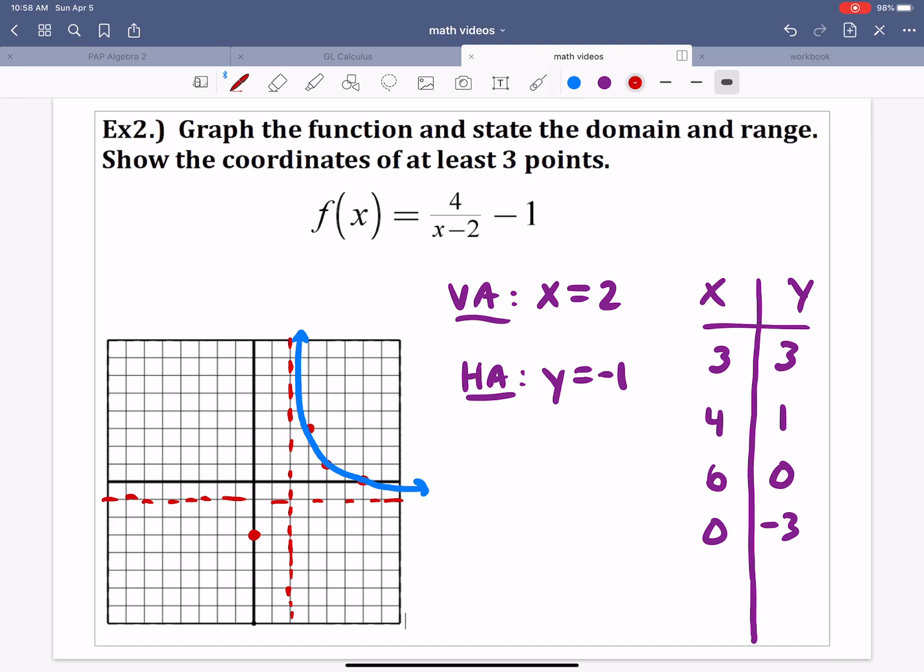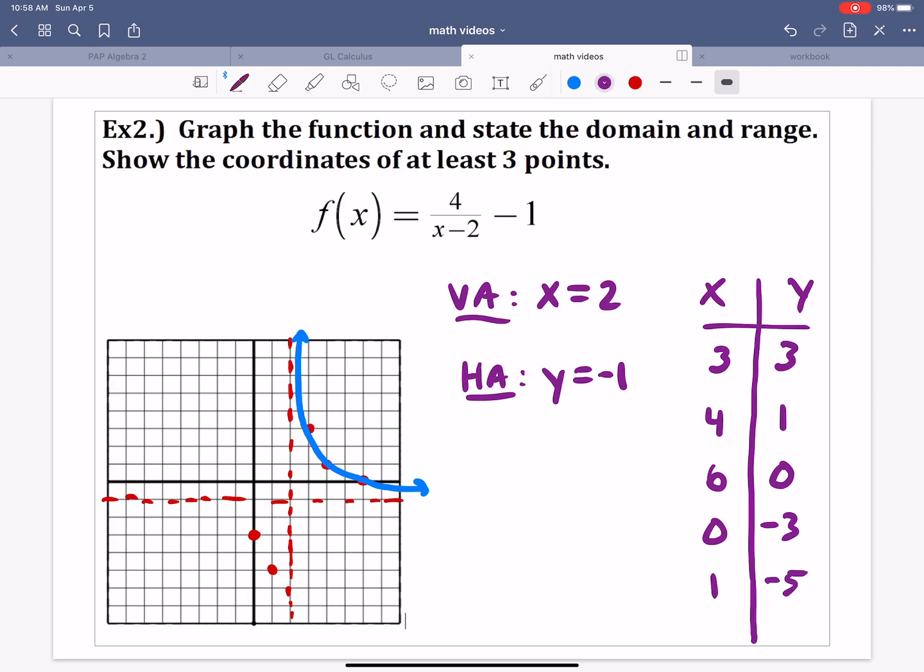I'd feel better if we had maybe 1 or 2 more points. So let's try x equals 1. So when x equals 1, you have 1 minus 2 is -1. 4 divided by -1 is -4. Minus 1 gives me -5. So there's another point. x equals 1, y equals -5: 1, 2, 3, 4, 5.